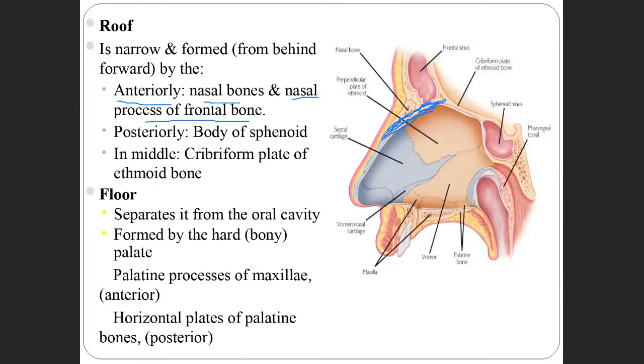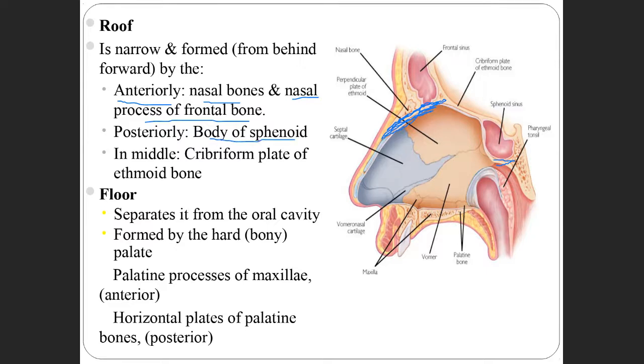Next, posteriorly. So posteriorly, what you have? The sphenoid. So always remember the sphenoid bone. This is also one of the landmarks for many structures. When you study the pharynx, there also it is a very important landmark from where the pharynx starts. Okay. Here also the body of the sphenoid bone, here this part.